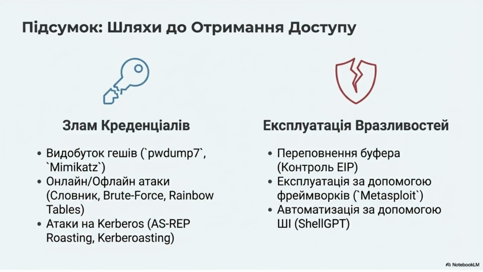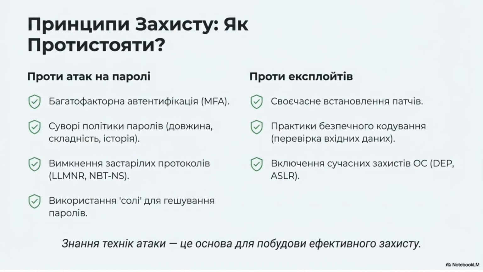To summarize, the paths to gaining access include credential cracking, using tools like pwdump7, and exploiting vulnerabilities, such as buffer overflows, aided by frameworks like Metasploit. To resist these attacks, implement multi-factor authentication and strong password policies. Against exploits, ensure timely patching and employ secure coding practices with modern OS defenses. Understanding attack techniques is key to building effective defense.